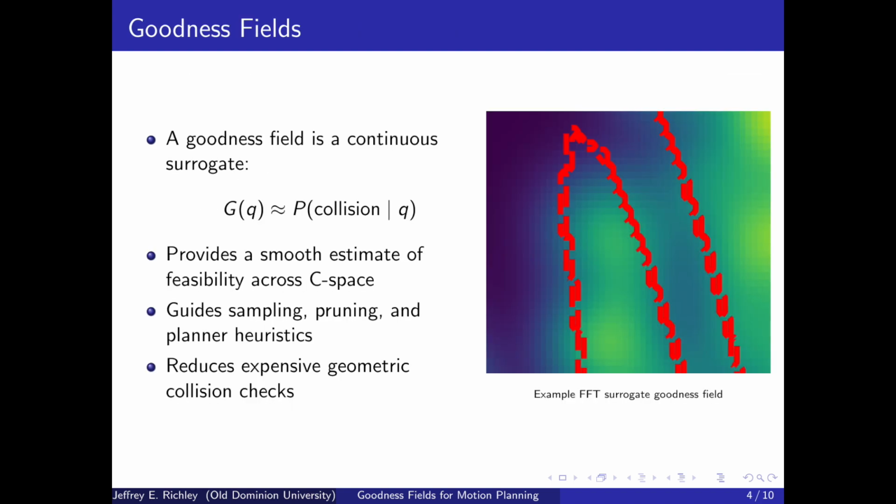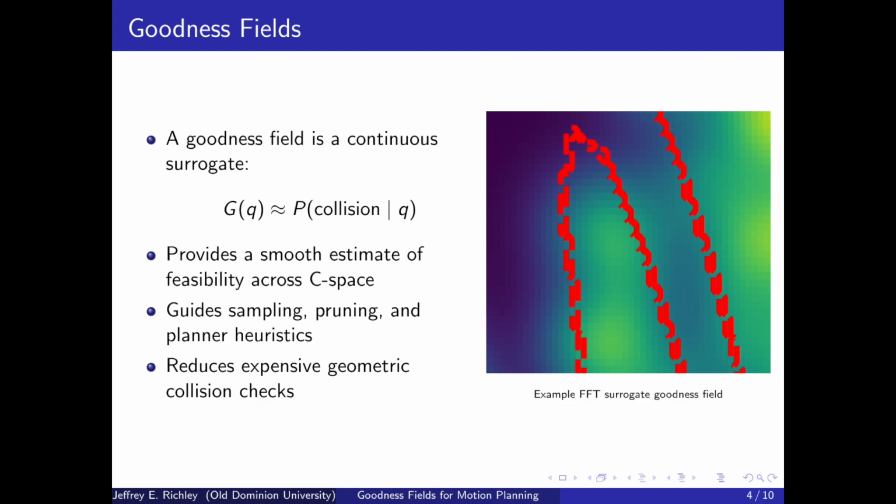At this point, I want to define what I mean by a goodness field, because this is a term I use throughout the rest of the talk. A goodness field is a continuous surrogate representation defined over configuration space. For each configuration, it assigns a scalar value that represents feasibility, where higher values indicate collision-free configurations and lower values indicate configurations that are in collision or near collision.